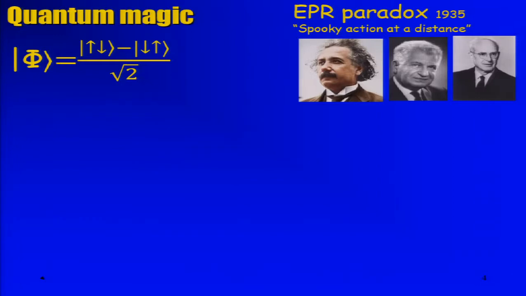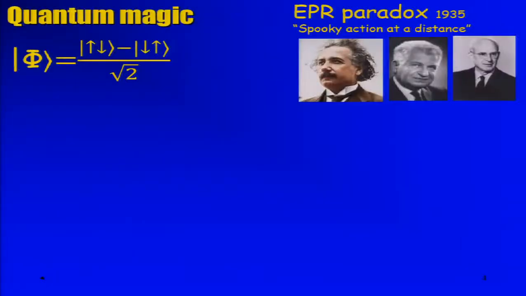Einstein, Podolsky, and Rosen famously found this EPR paradox, which tries to point at the problem in quantum mechanics, or tries to say that quantum mechanics is incomplete. I'm not going to explain the EPR paradox exactly, but they looked at a very interesting quantum state, which is called the EPR pair.